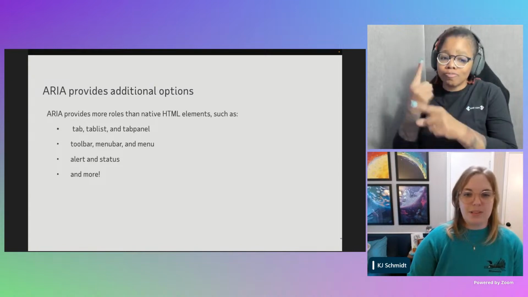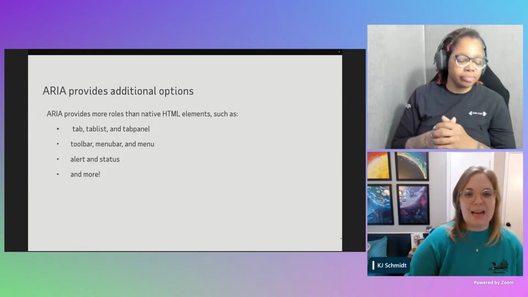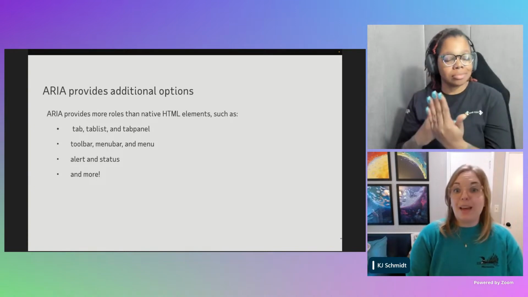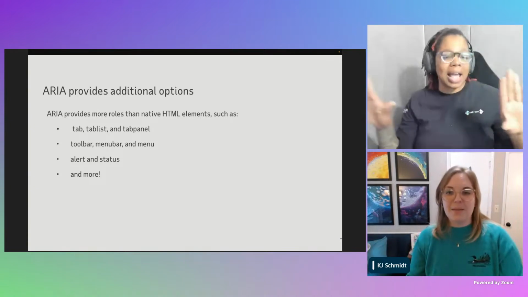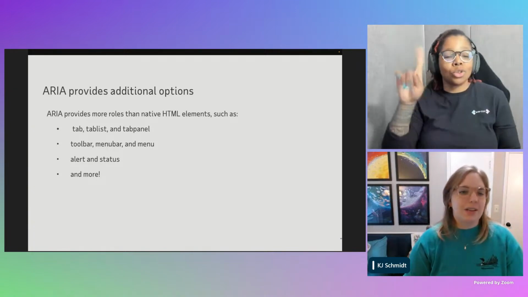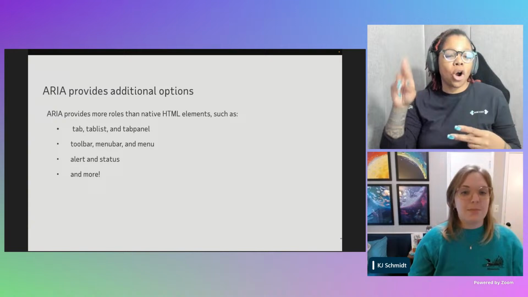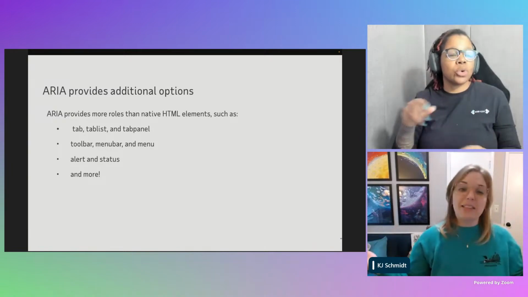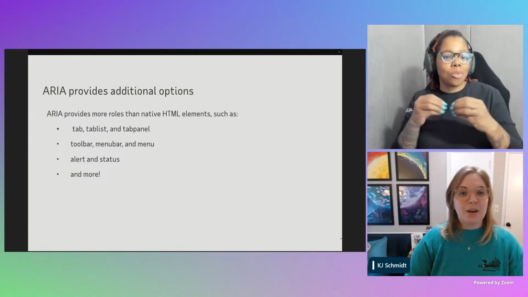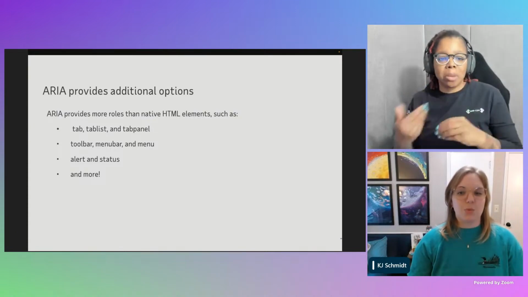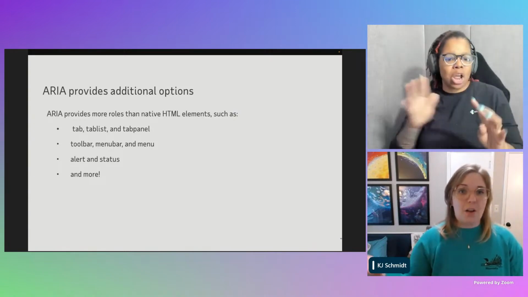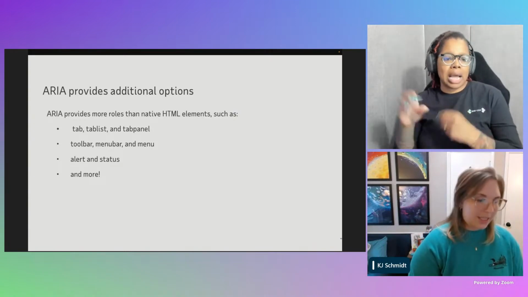So some examples of these roles are tab, tab list, which is like a group of tabs, and tab panel, which is the place where your tab content goes. Toolbar, menu bar, menu, alert and status for dynamic messages, and honestly, a ton more. So again, just like the ARIA attributes we talked about before, there is a predefined list of these roles that we can use. We can't create custom ones. So I'll also add a link to those at the end of the presentation.